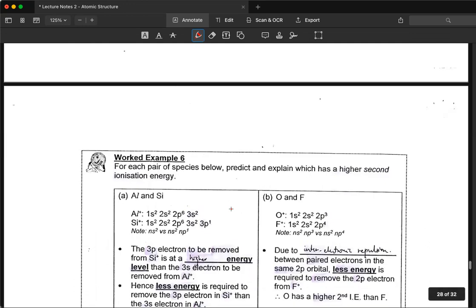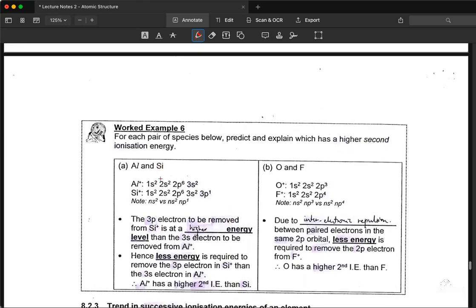Now, for the first example, aluminum and silicon, the strategy to do this kind of question is to write down the electronic configuration so you can see clearly how the electrons will affect the IE. You must do this. It is an important strategy. So, second IE involves the 1+ ion, correct? So it's aluminum ion and silicon ion, 1+. Now, this is the electronic configuration of aluminum ion and silicon ion.